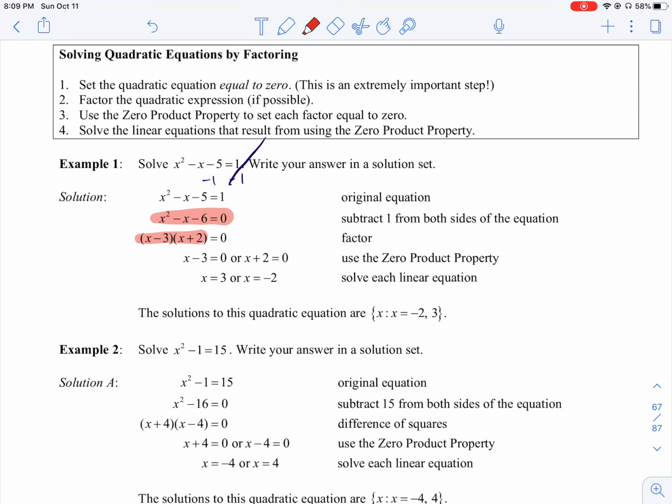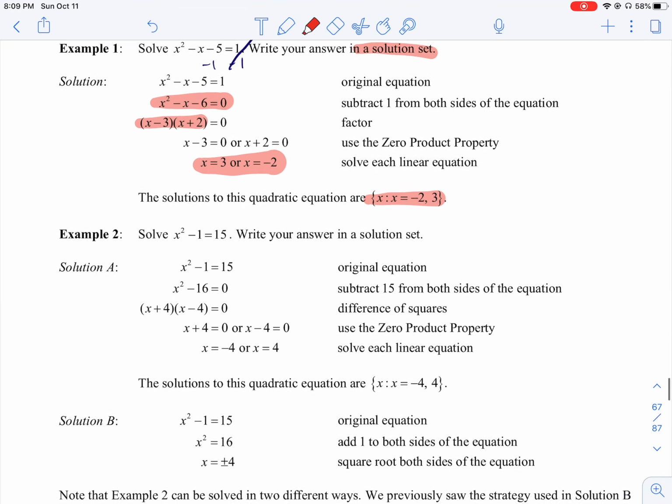And then I'll have x minus 3 equal to 0. And I have an x plus 2 equal to 0. So my final answer would be x equals positive 3 and x equals negative 2. And I was instructed earlier to write my answer in a solution set. And that's very easy. In writing it in a solution set, you would then have x such that x is equal to negative 2, comma, positive 3. And then again, make sure to write the smaller number, comma, the bigger number.